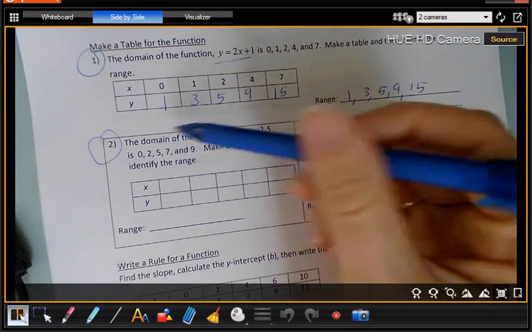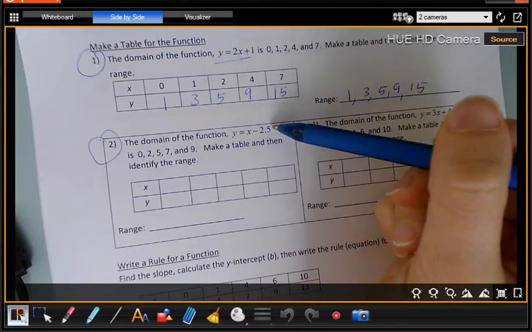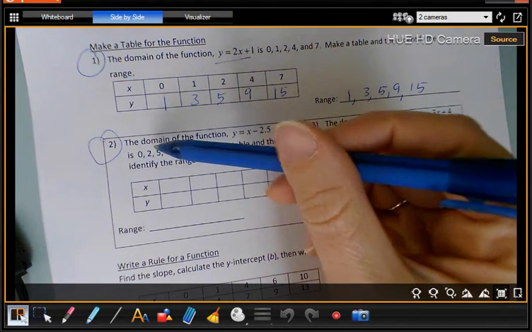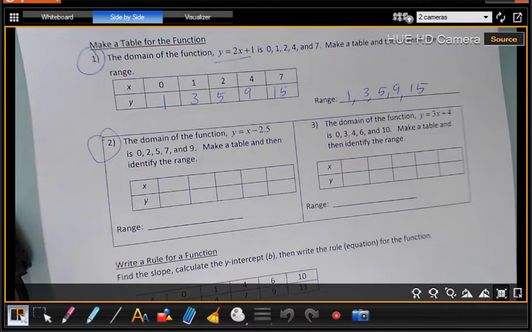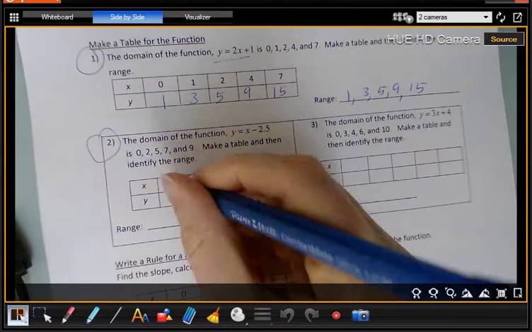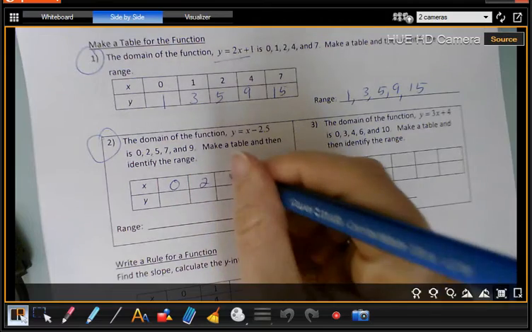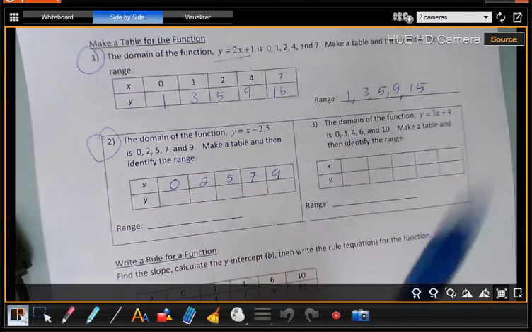Okay, so we've got the domain of the function for y equals x minus 2.5 is 0, 2, 5, 7, and 9. We're going to make a table and then identify the range. So again, our table should be pretty easy because it gives us the domain. So we're going to plug in 0, 2, 5, 7, and 9 to this function.